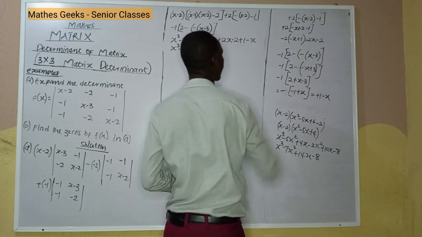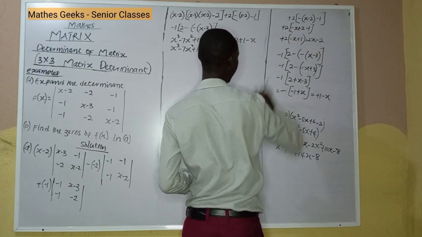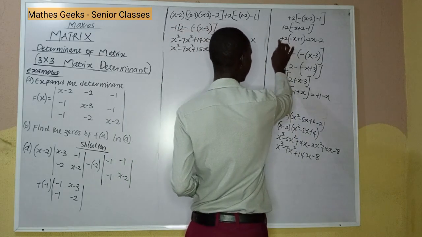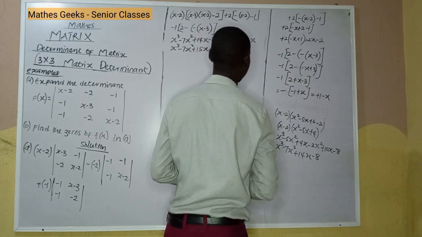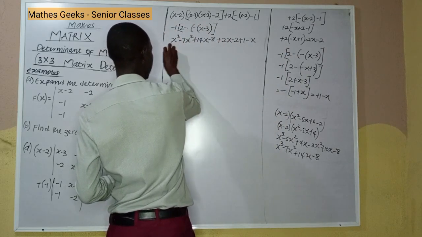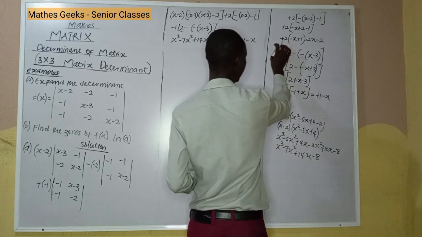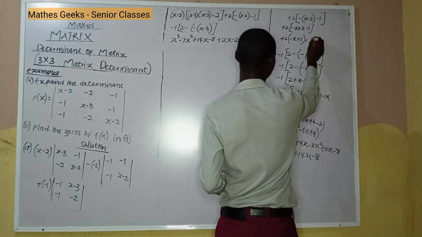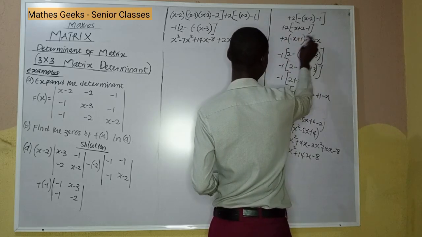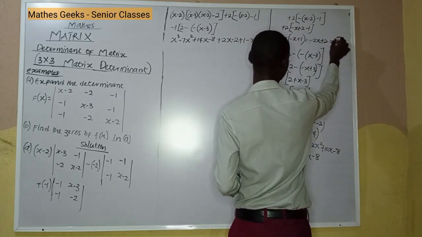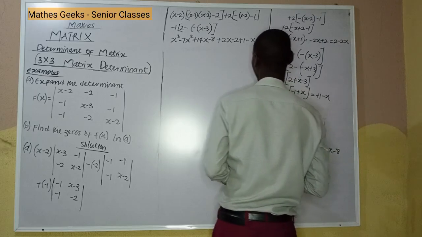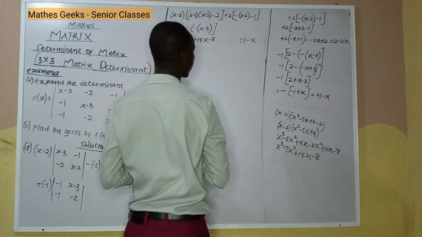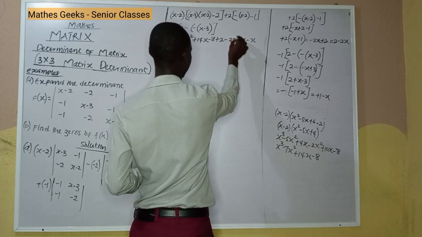Sorry about that. While calculating, I mistakenly wrote minus 2 here, so the answer here is going to be affected. So here it is plus 2 times minus x is minus 2x, plus 2 times plus 1 is plus 2, which can also be written as 2 minus 2x. So 2 plus 2 minus 2x.